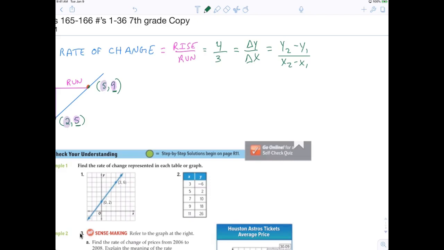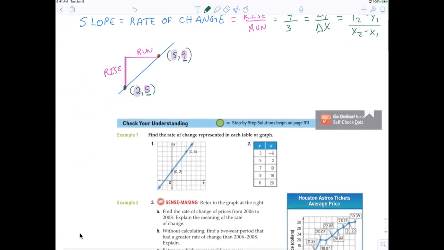All right? Finding the slope given 2 points is y2 minus y1 over x2 minus x1, although you don't have to do that formula. Now, Hannah mentioned something super important. What did we say the slope of this line was? We said the slope of this line is 4 over 3, right?